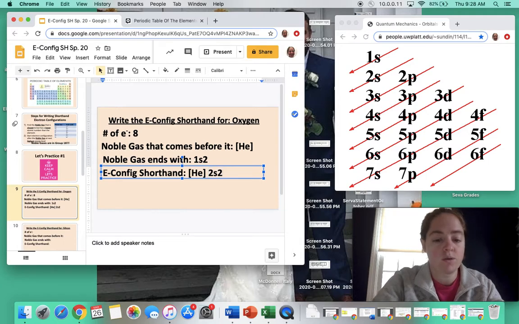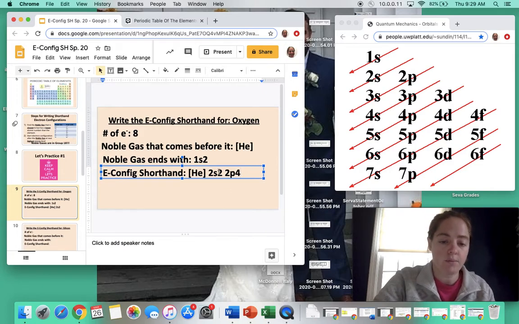We were at 4, so we only need 4 more, so 2p4. 4 plus 2 is 6, plus 2 is 8. And that's our electron configuration shorthand for oxygen, okay?